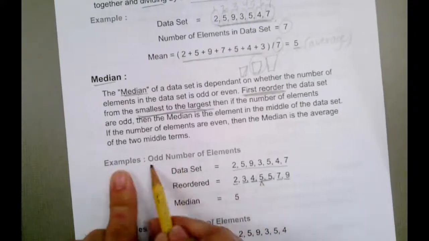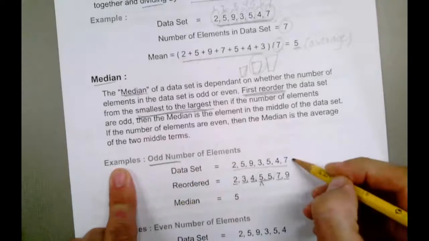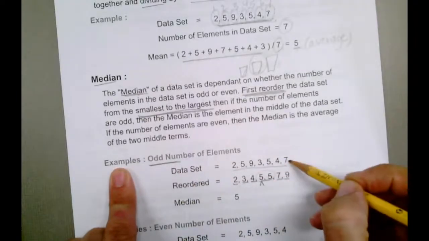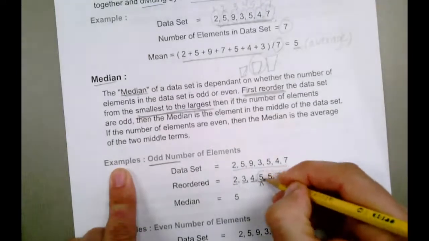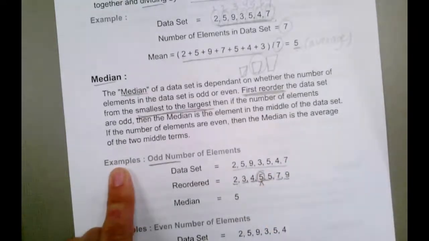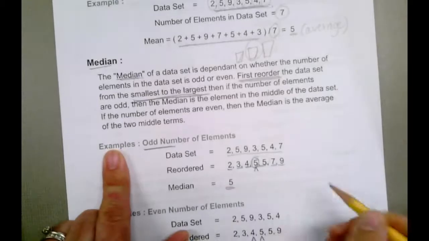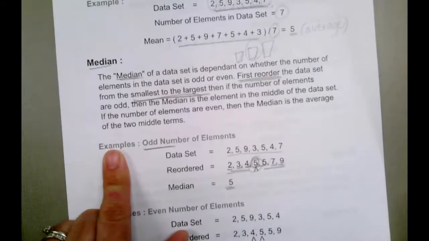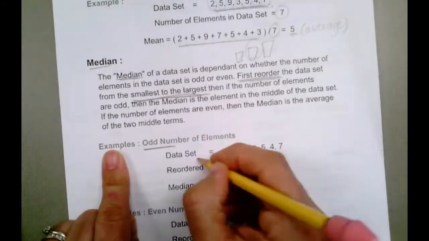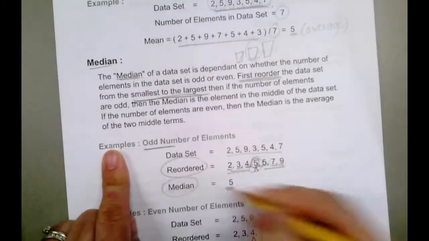With odd, so 7 is an odd number. We have 7 pieces of data, 7 cousins. That's an odd amount. That means there's going to be one cousin in the middle, and that's your median. Dead in the middle. There's 3 here and 3 here and 1 in the middle. So you put them in order, you find the number in the middle.